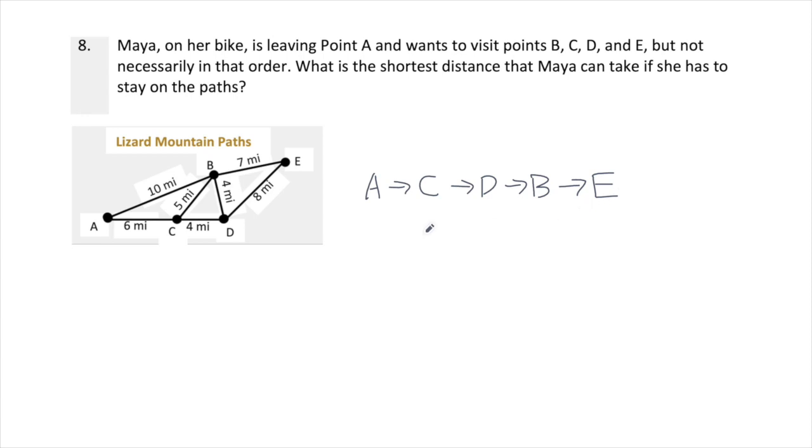To figure out the distance, we have to find the sum of AC, which is 6, CD, which is 4, DB, which is also 4, and BE, which is 7. Adding this up, we get a sum of 21, so the answer to this problem is 21 miles.